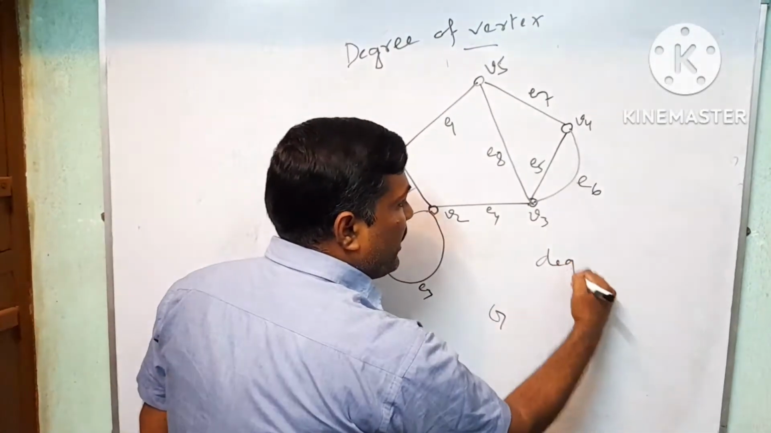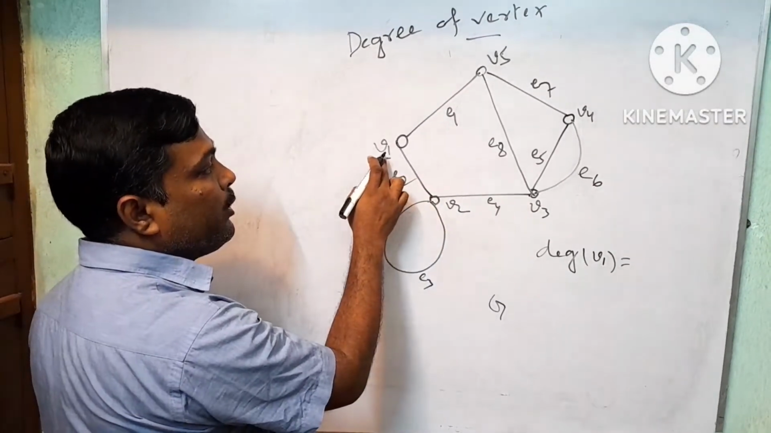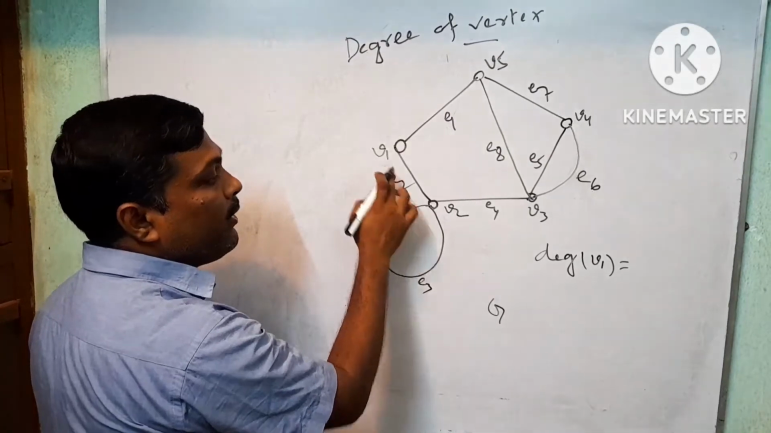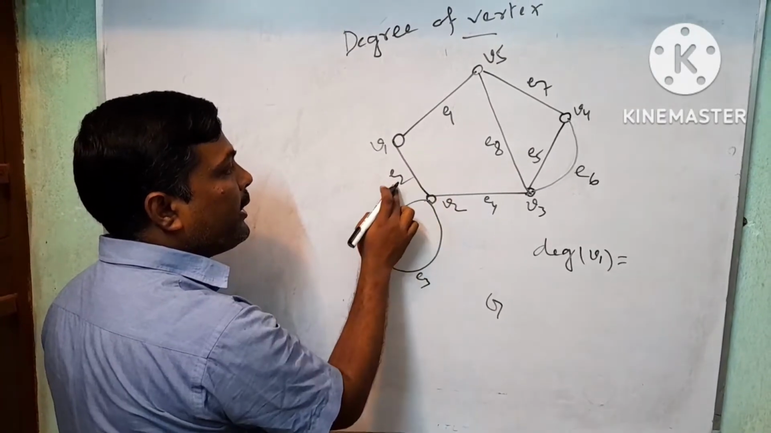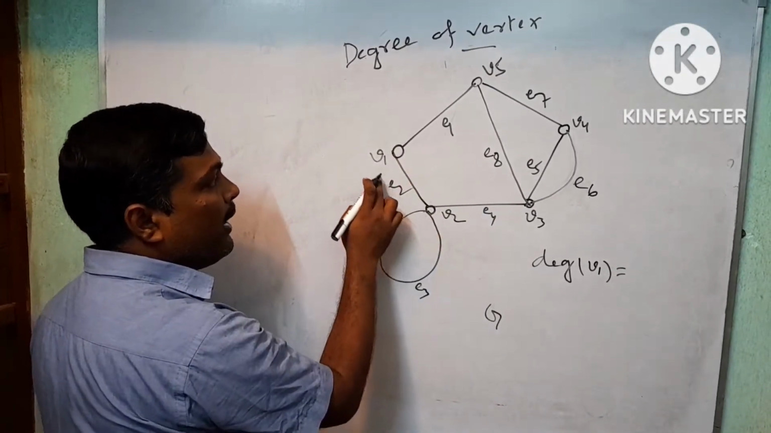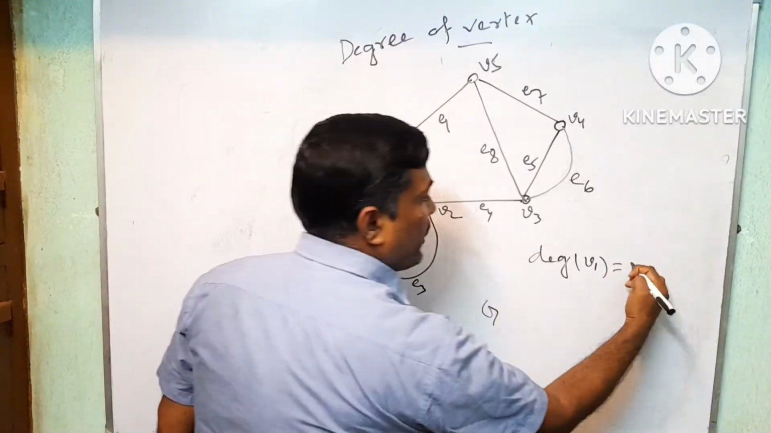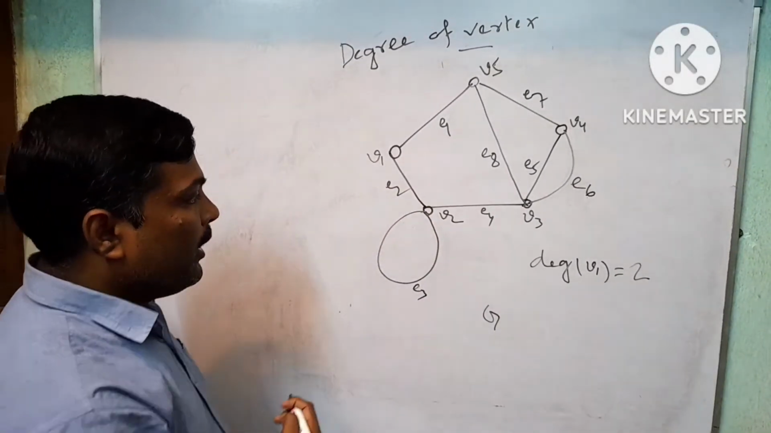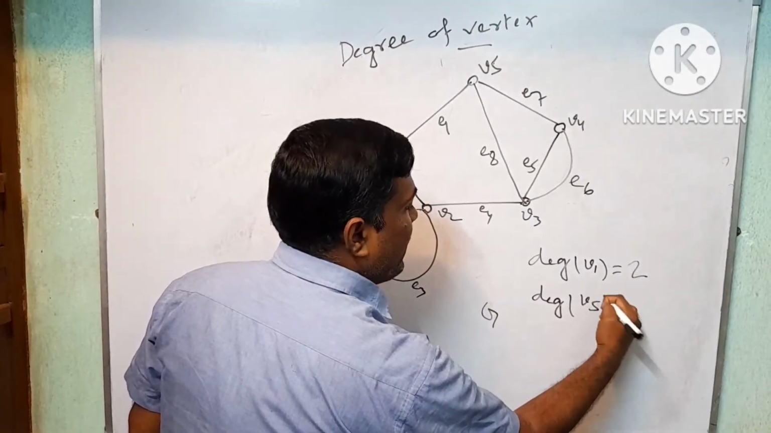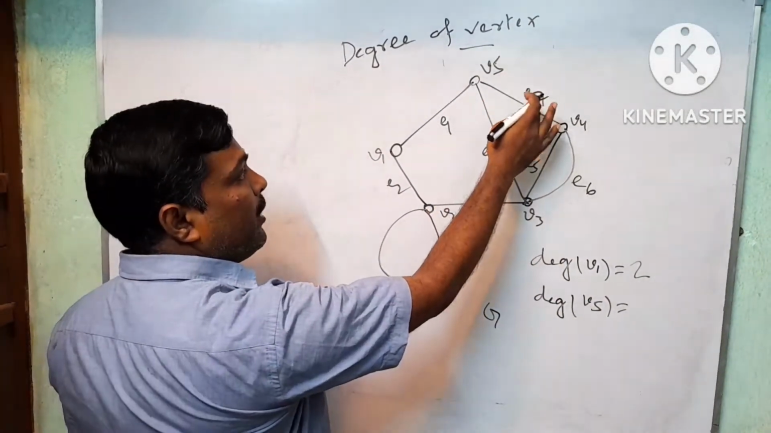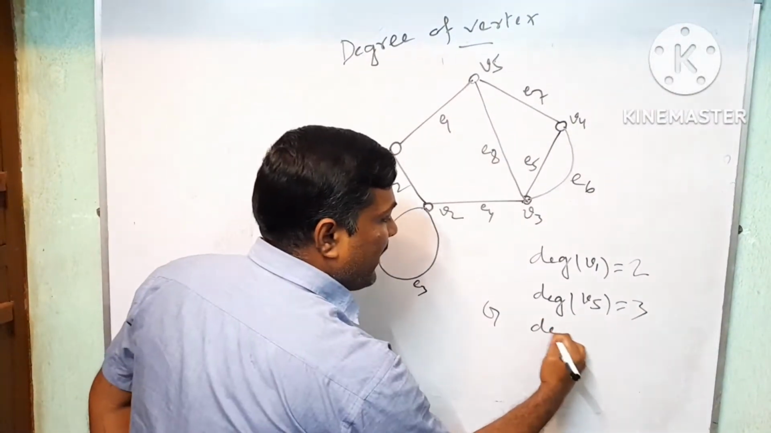Now what is the degree of V1? The degree of this vertex V1 is the number of edges incident to this vertex. V1 is incident to two edges E1 and E2, so the degree of V1 is 2. Now, the degree of this vertex V5 is the number of edges incident to V5: 1, 2, 3. 3 edges. Now V2.